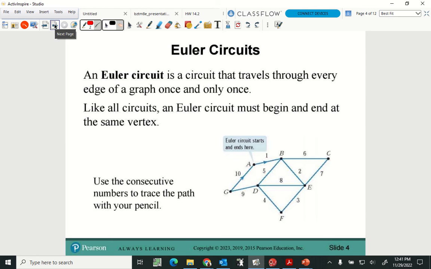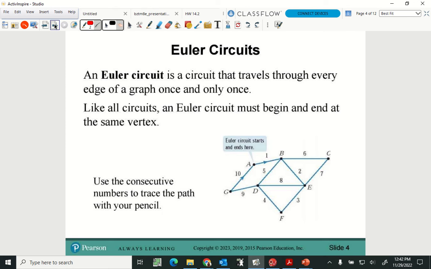There we go. Euler circuit. A Euler circuit is a circuit that travels through every edge of a graph once and only once. Like all circuits, a Euler circuit must begin and end at the same vertex. So a circuit begins and ends at the same point. A path takes you from here and you end up over there. But a circuit, you would come all the way back around.